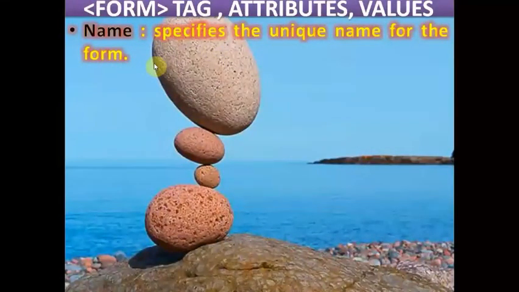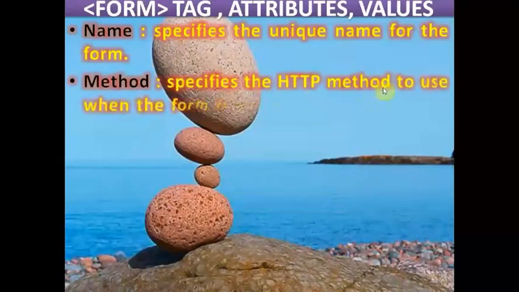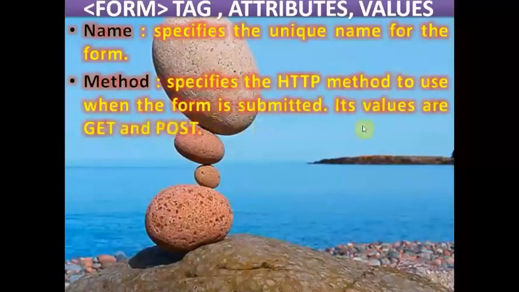If you are going to create 2 forms or 5 forms on the web page, you have to give the name attribute 2 times or 5 times, because it specifies the unique name for the form. Now next one you can see method. It specifies the HTTP method to use when the form is submitted. Its values are get and post.